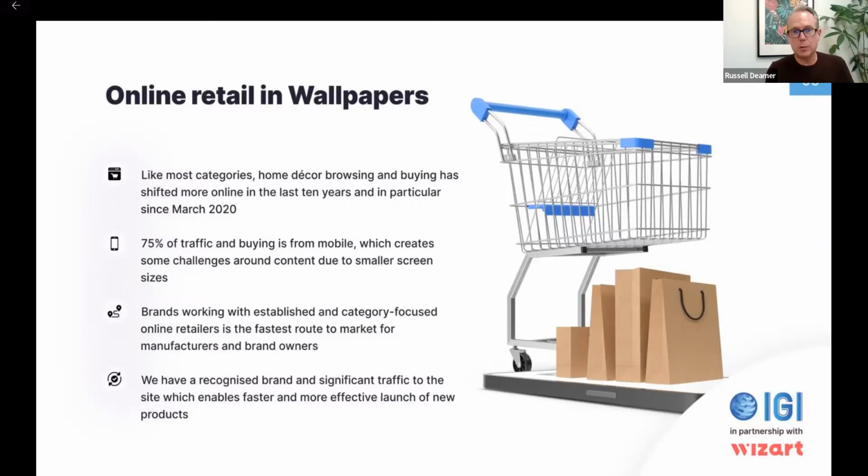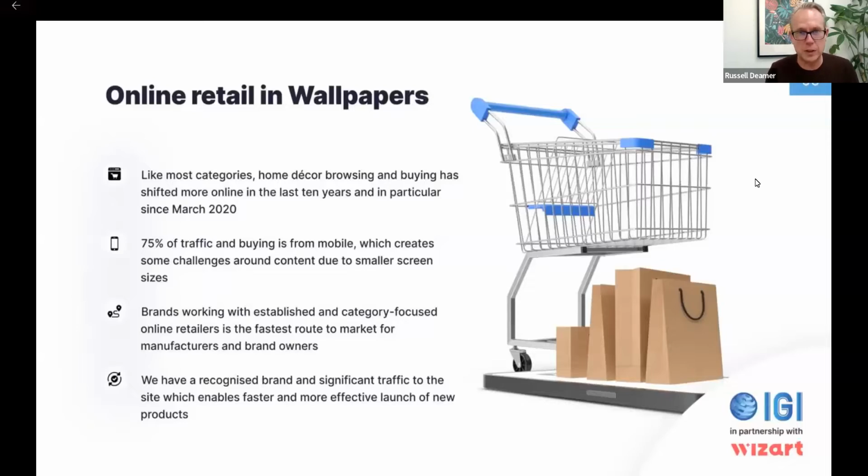So it's important for us to work very closely with brands, and we hope that what we can provide them is the fastest route to market, both for brand owners and manufacturers. We've got significant traffic to our site, and we're recognized brands. So when a product is launched, we've already got to get that launch as effectively as possible.